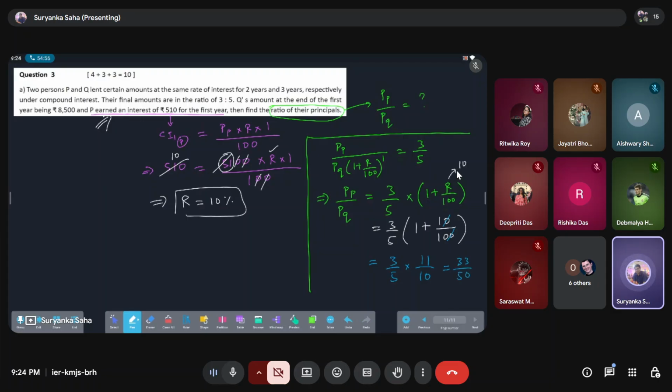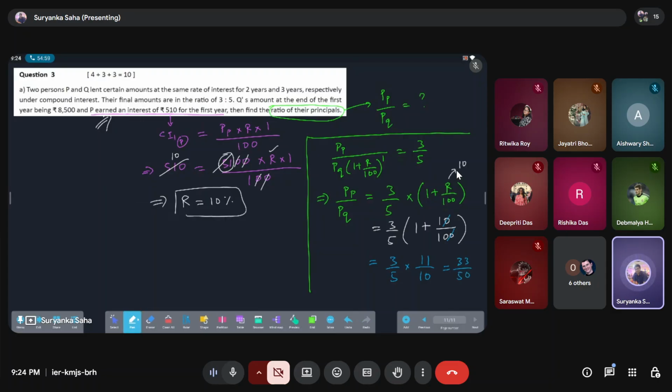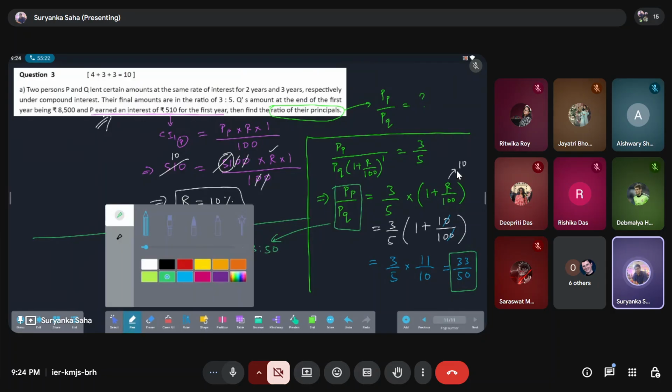So that's the ratio, the smallest ratio. So that is your answer. PP by PQ is 33 by 50. Therefore, from here you can write PP is to PQ equal to 33 is to 50. Answer.